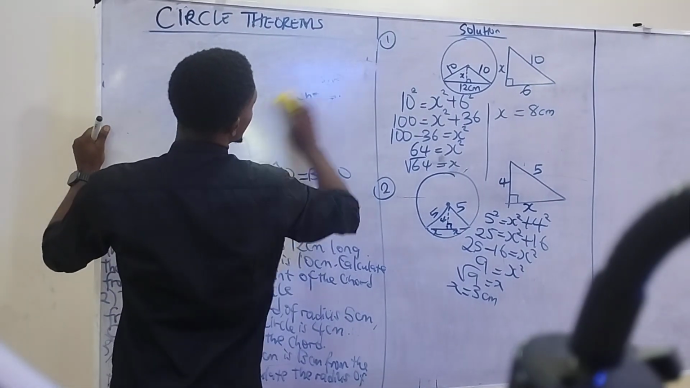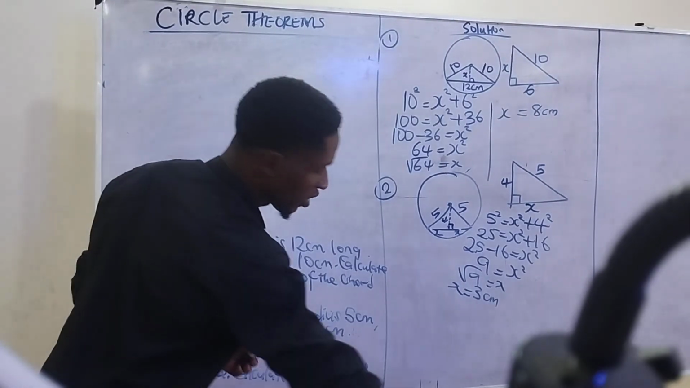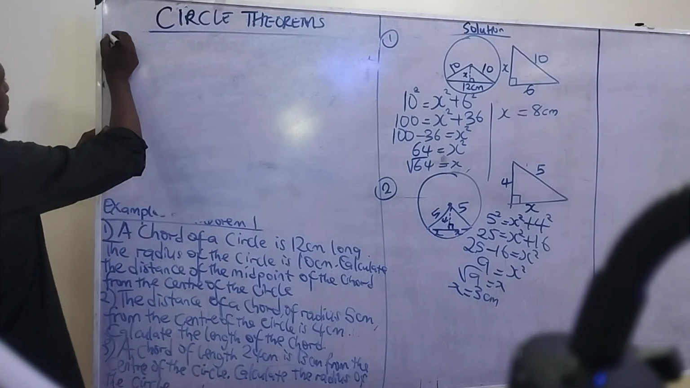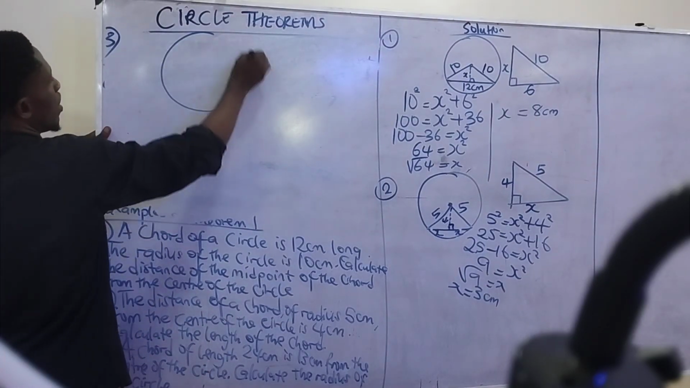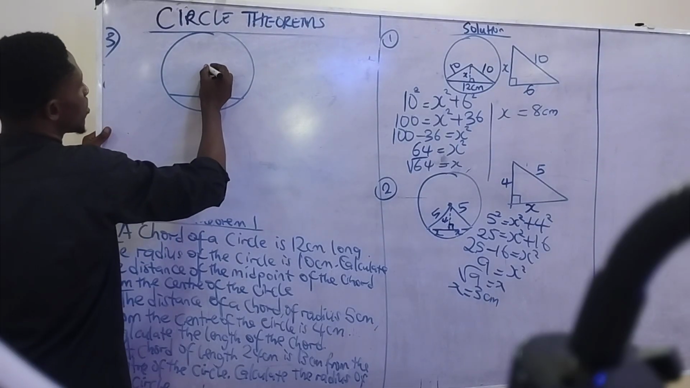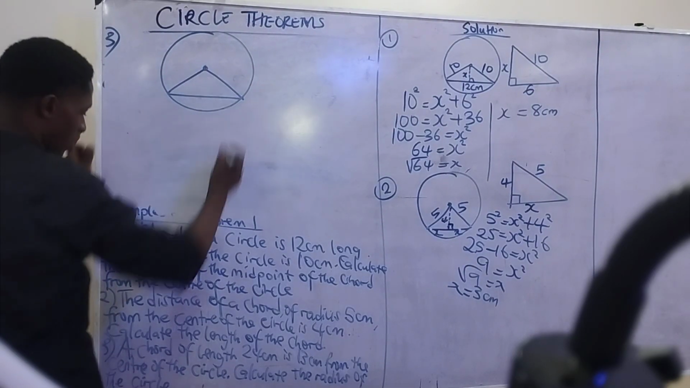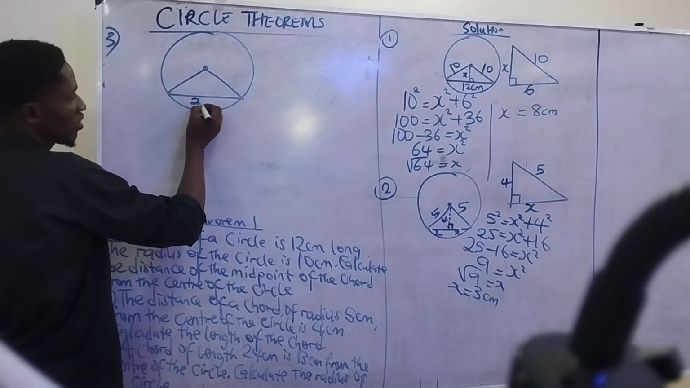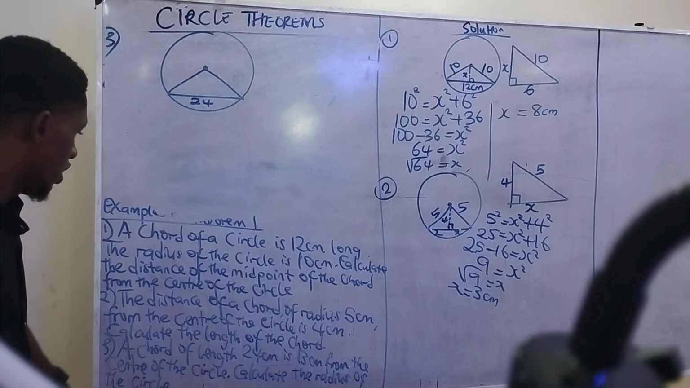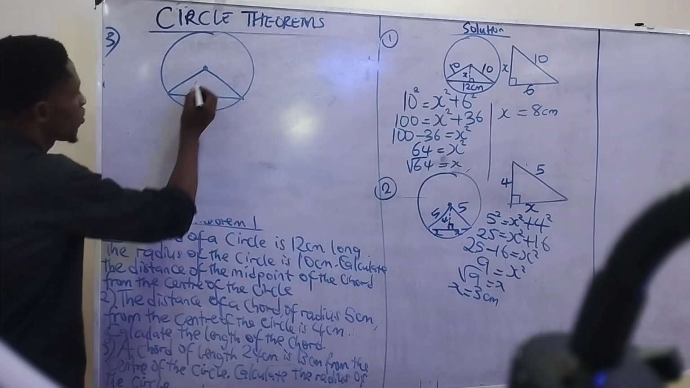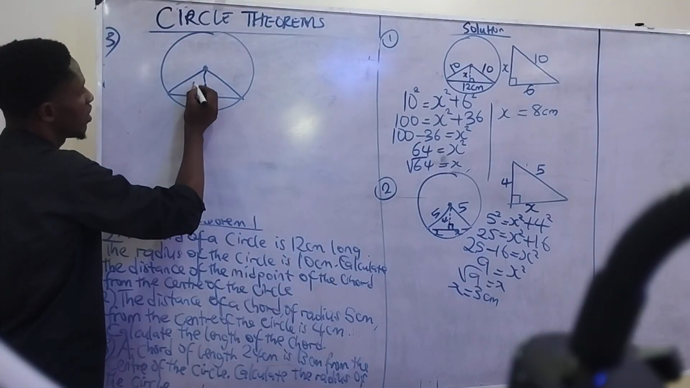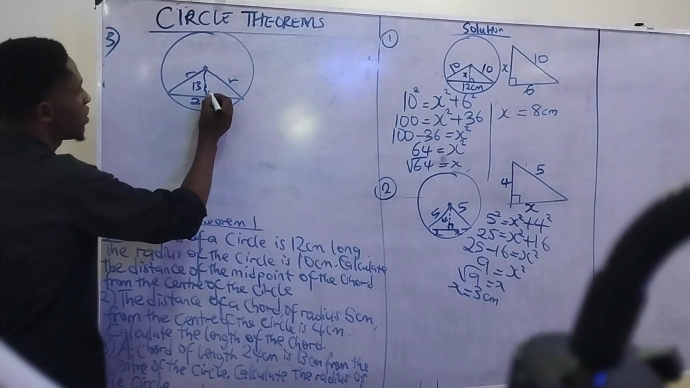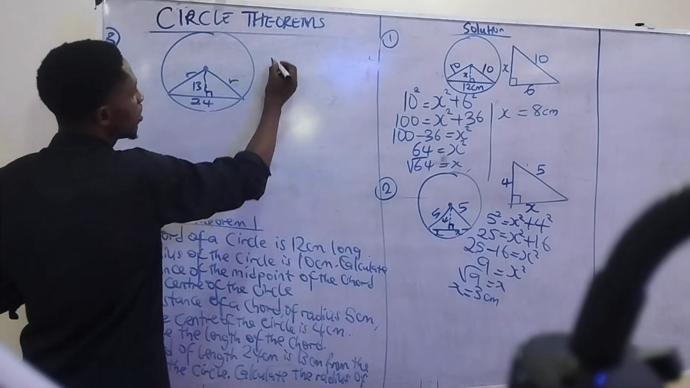So we go to the third question. The third question here is a chord of length 24 cm. This is the chord. This is the center of the circle. The length of the chord from here to here was given to us as 24. It is 13 cm from the center. So from here to here is 13. We are looking for the radius. We are told to calculate the radius of the circle. So let's pick one of these right angle triangles.